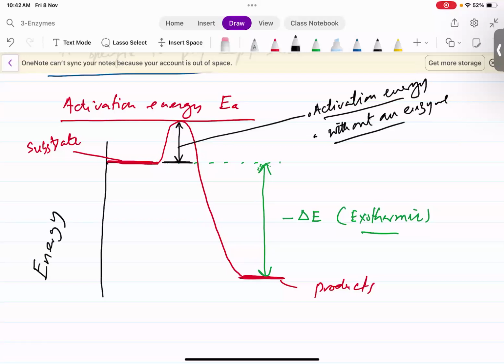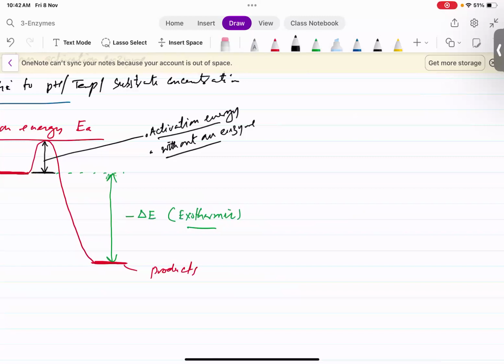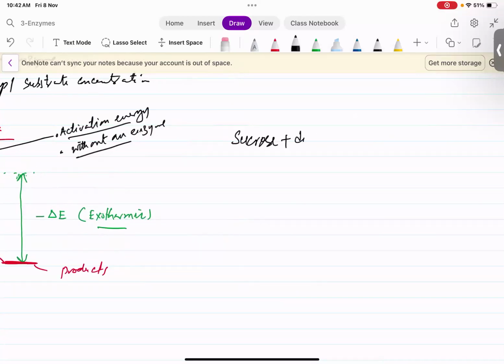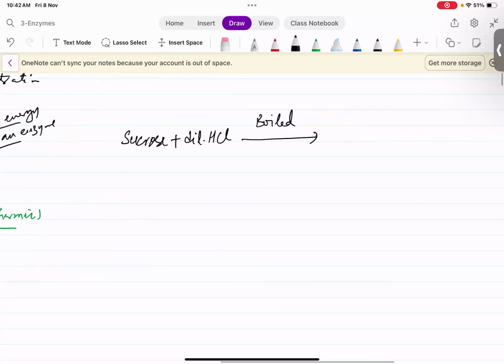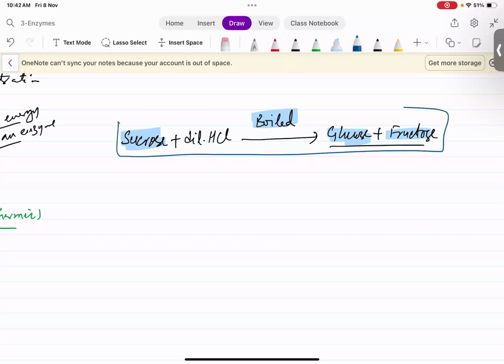When enzymes are not used, a higher amount of activation energy is needed. But when enzymes are used during a chemical reaction, even that chemical reaction can take place at a lower potential energy. For example, you already know that if this sucrose is boiled with dilute HCl, it will break down into glucose and fructose. So this boiling provides that activation energy needed to break down this sucrose into its products. Okay, so this reaction can be catalyzed even without an enzyme. So this reaction is without an enzyme.